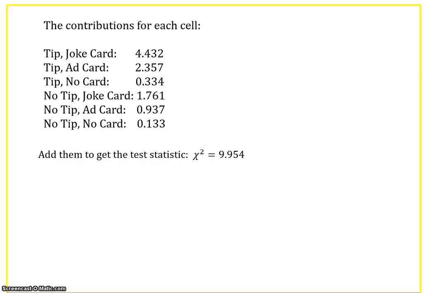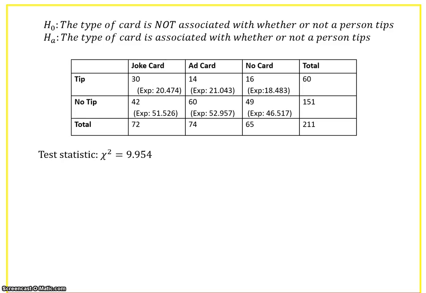Once the contributions are all calculated, to get the chi-square test statistic, we just add them all up. Here our chi-square test statistic comes out to 9.954. Now we're going to want to use the chi-square distribution. We're going to use the right tail beyond this test statistic to find our p-value. There's our test statistic.